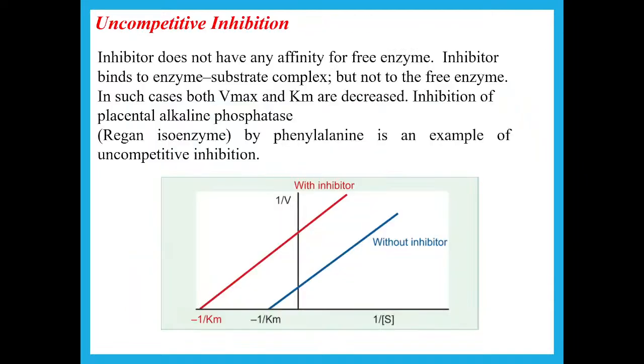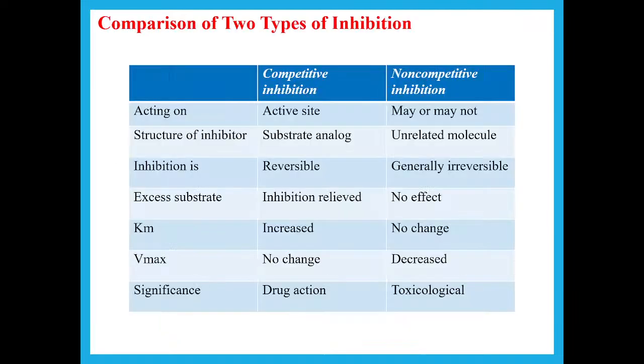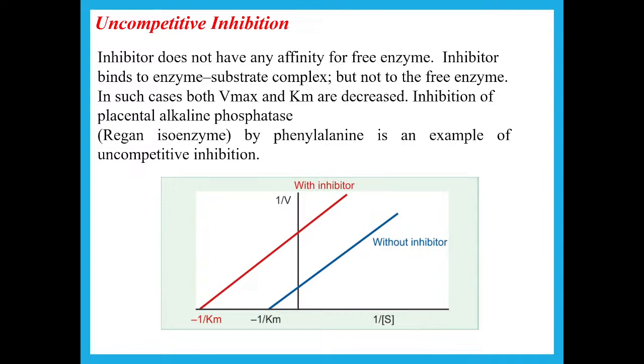Now comes uncompetitive inhibition. Have you written it completely? Okay, next I can change. From the title you can understand, there is no competition at all. Uncompetitive. There is no comparison at all. So the inhibitor doesn't have any affinity for the free enzyme. The inhibitor binds to the enzyme-substrate complex, but not to the free enzyme. In such cases, both Vmax and Km are decreased.